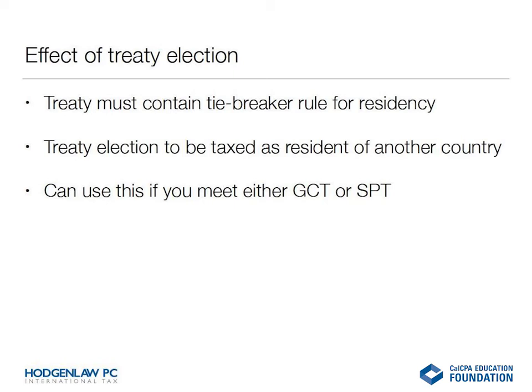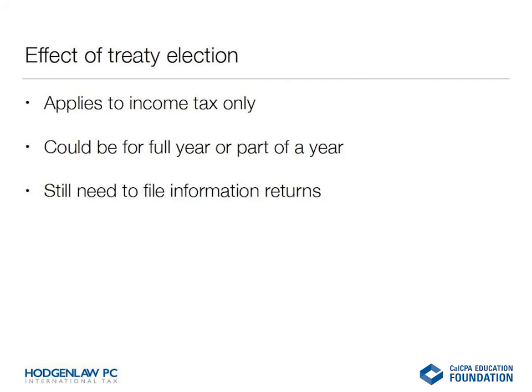The effect of the treaty election is a little bit different than the closer connection. It applies to income tax only, so it would not wipe out your requirement to file the information returns. And also, this could be used for a full year or part of a year. You can have a treaty election to be taxed as a resident of another country as of some date in the middle of the year. And actually, if that happens, you would be in a situation where you're filing a dual status return.